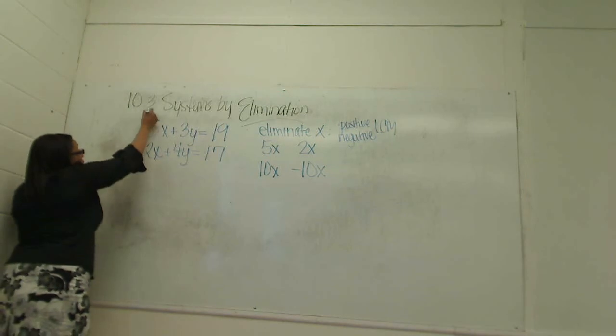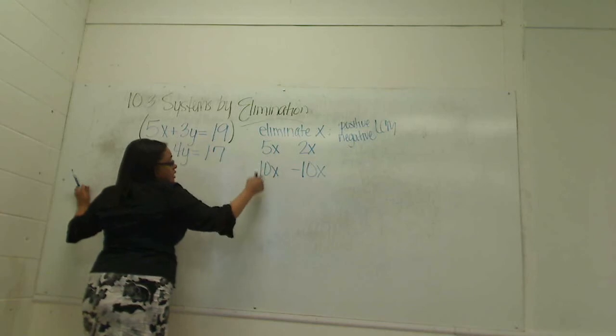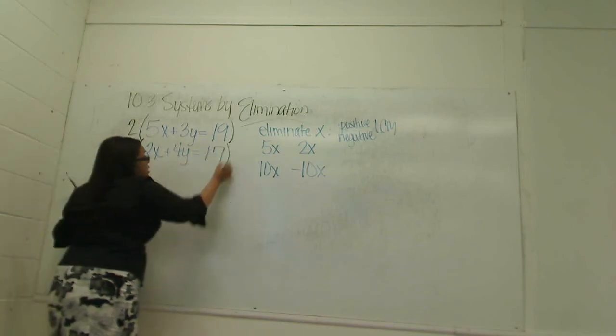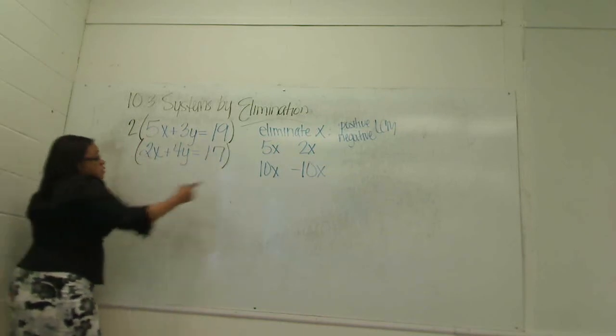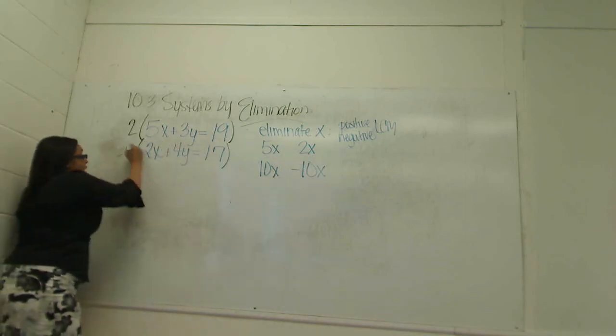So I'm going to multiply this 5 to 10. I'm making my positive. 5 to 10, that means I have to multiply it by 2. This one, 2x to negative 10x, I need to multiply it by negative 5.